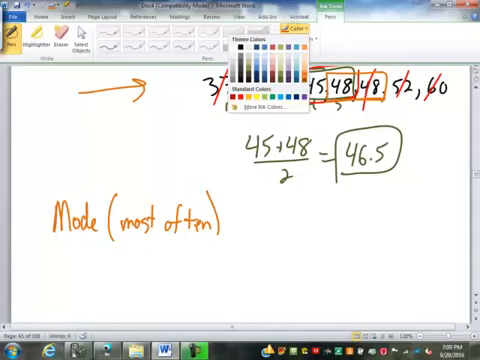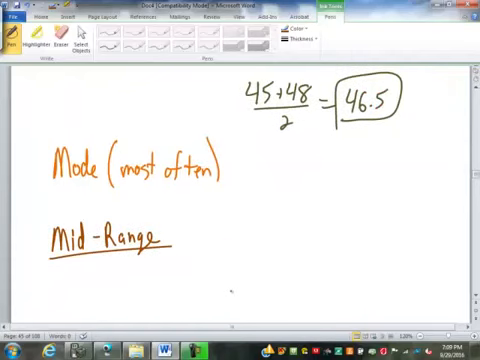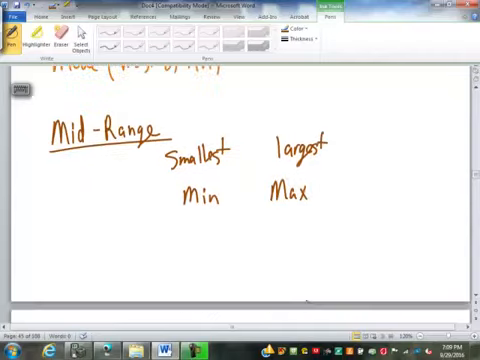Now there's another measure of center that we're going to talk about called the mid-range. The mid-range isn't discussed in your book, but it's one I have to mention. The mid-range is found by just taking the minimum, which is the smallest number, and the maximum, which is the largest number, and we're just going to average those two together. Add them together and divide by 2.